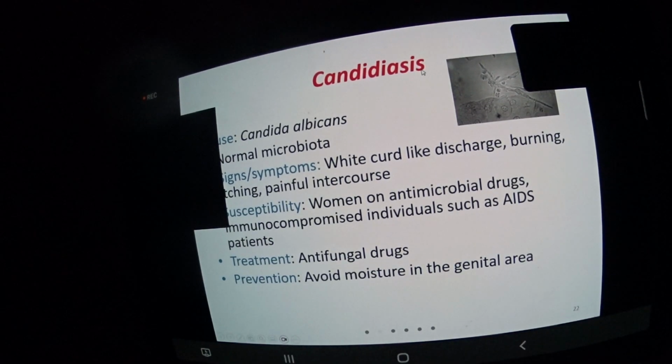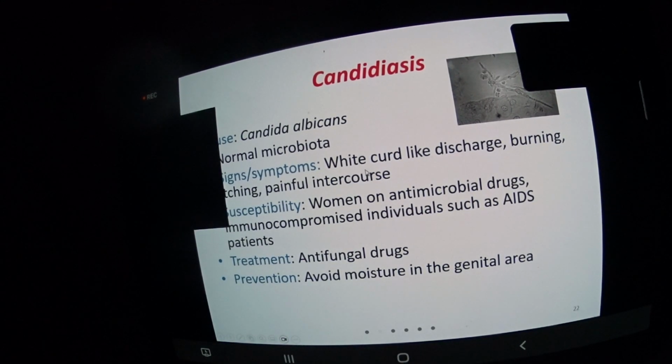Candidiasis, this is, again, mostly females. However, males can have it too. This is what we refer to as a yeast infection. Males can have it, but in their case, they can be asymptomatic. So a guy can get it from a female or vice versa. The cause is one of our normal flora, Candida albicans.